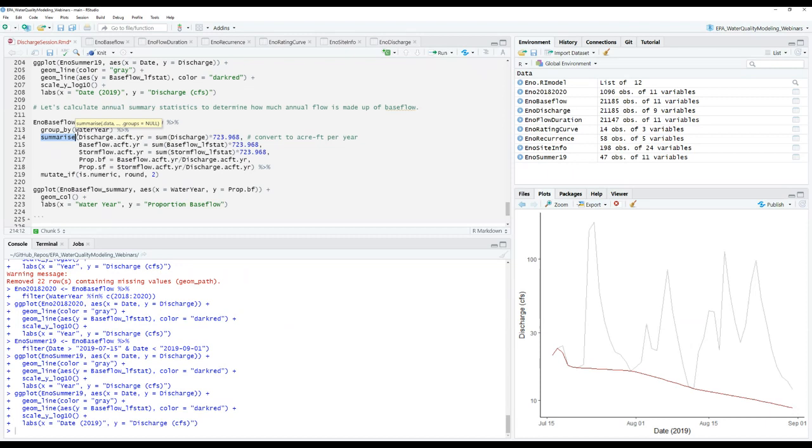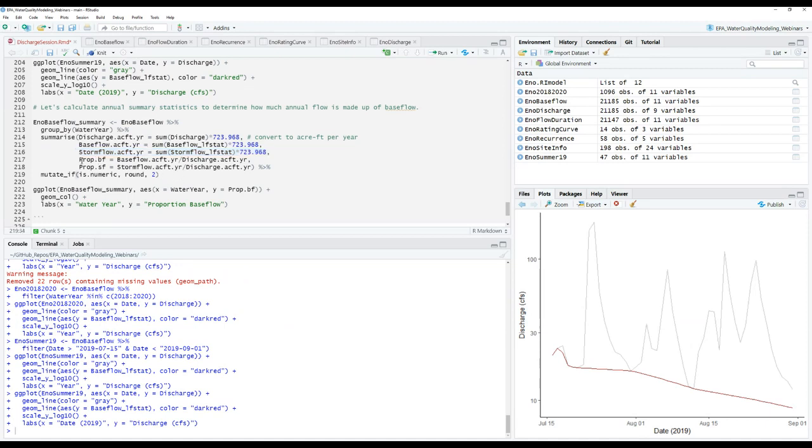So within a given year, what's the amount of total discharge? Let's say acre feet per year. We're going to take the sum of the discharge, and then this factor of 723.968 is just how we get to acre feet instead of cubic feet per second, and into year versus second. So we can calculate discharge acre feet per year. We can calculate base flow in acre feet per year, and then we can calculate storm flow in acre feet per year. Again, this is just summing all these things and then converting the units.